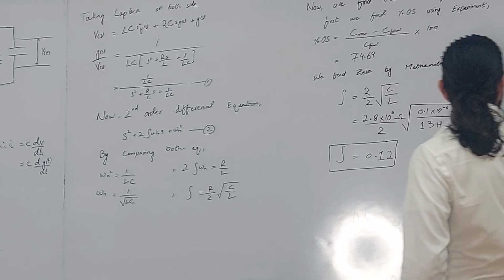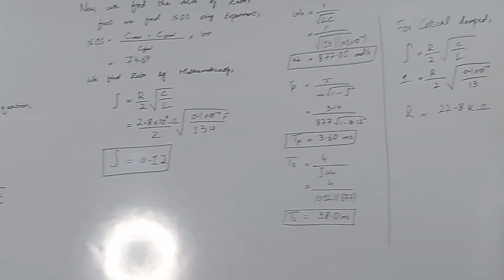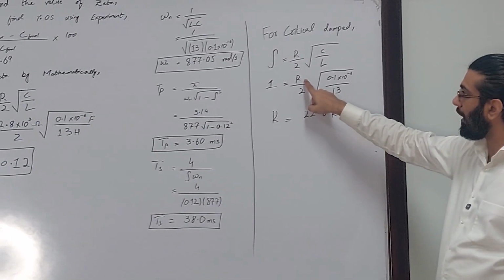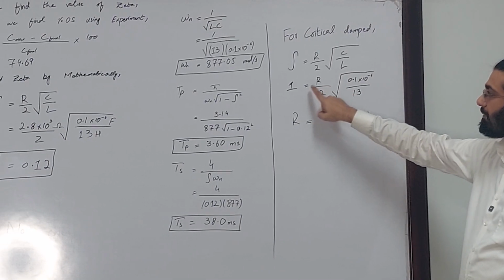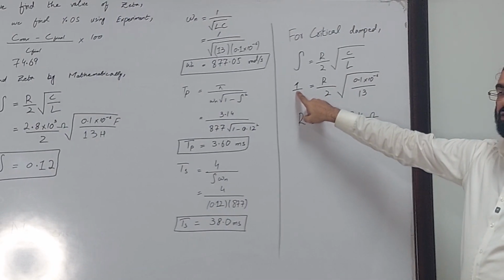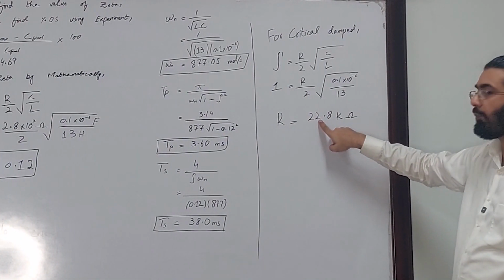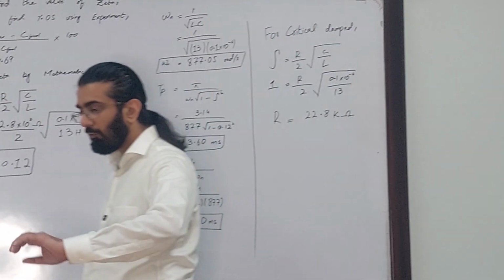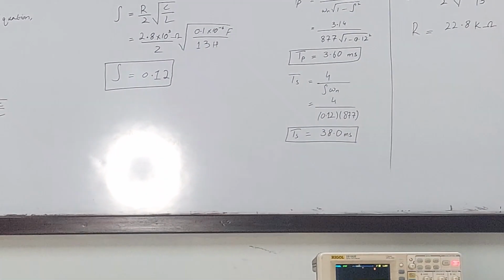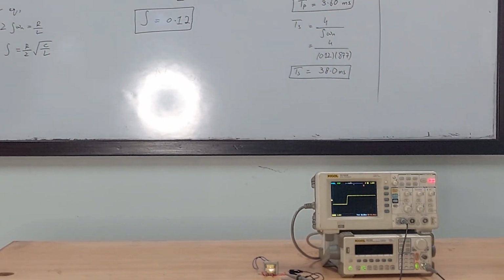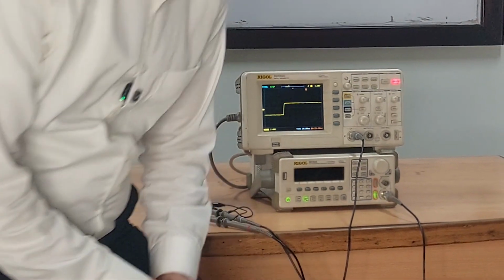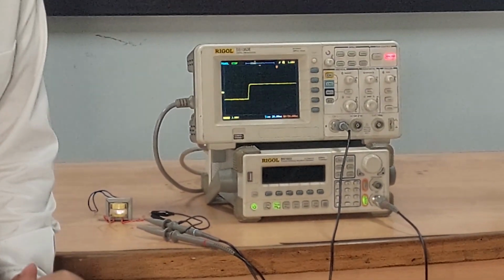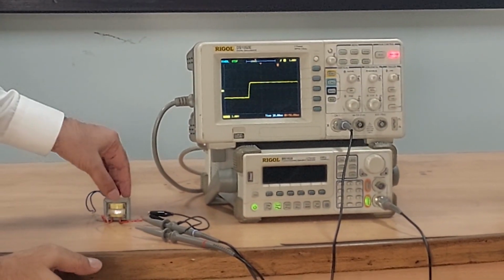Now what we did was we calculated the value of R for zeta equal to 1. So the value comes out to be a 22.8 kilo ohms resistor. So the response that you saw here on the oscilloscope when I connected the resistor was critically damped because I added a resistance of 22.8 kilo ohms in series with the RLC circuit.